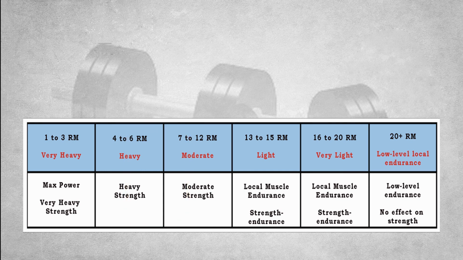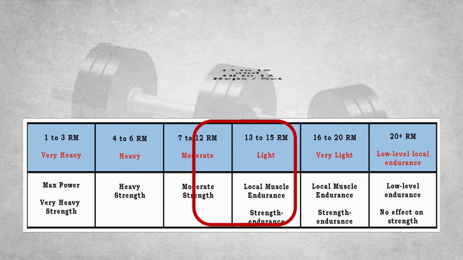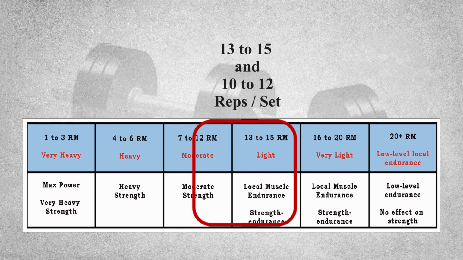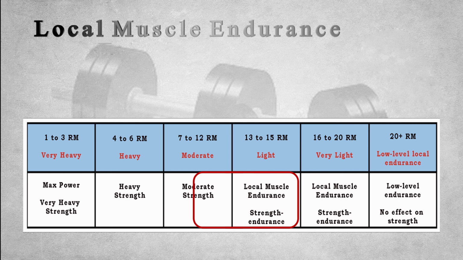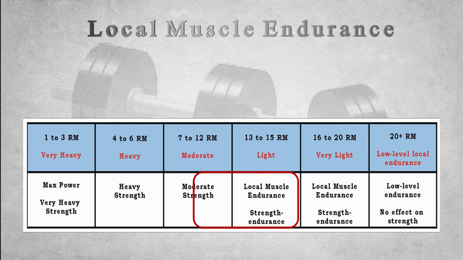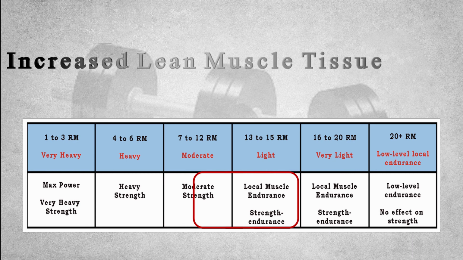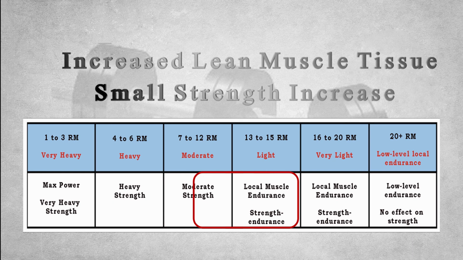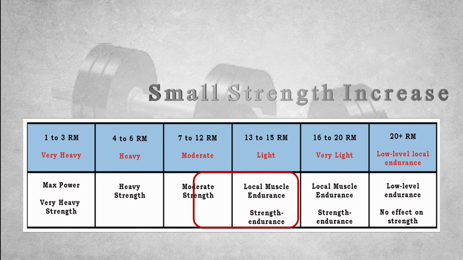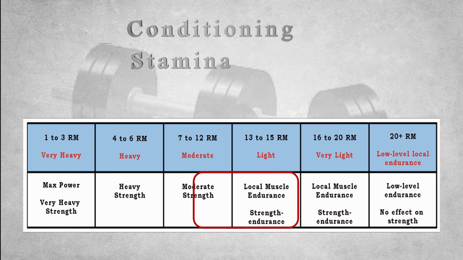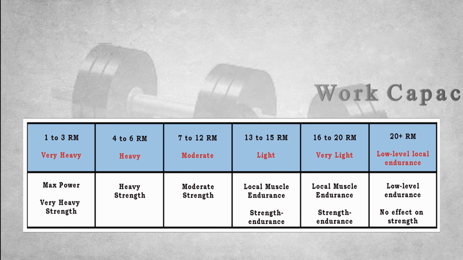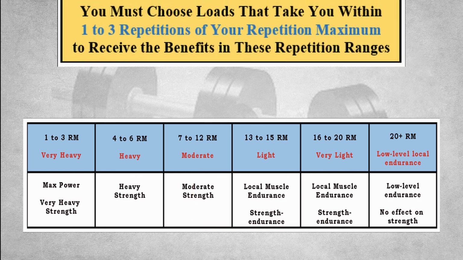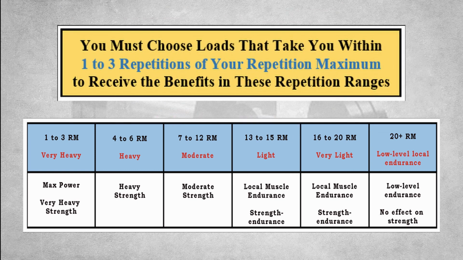This video is going to focus on general concepts and guidelines for when you're training in the 10 to 15 repetition range. In these repetition ranges, the primary adaptations occurring are local muscle endurance, which is also known as strength endurance, possible increases in lean muscle tissue, and a slight increase in strength. The individual is also maintaining or improving conditioning, stamina, and overall work capacity. But this is assuming that they're choosing loads so that by the end of the set, they are coming to at or within 1 to 3 repetitions of repetition maximum.